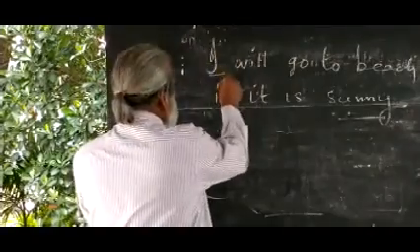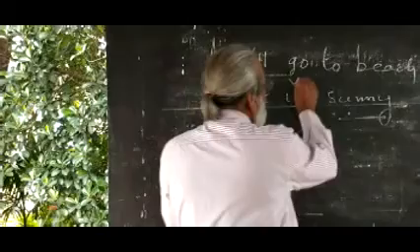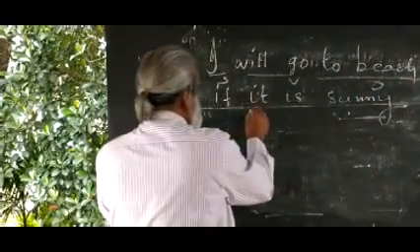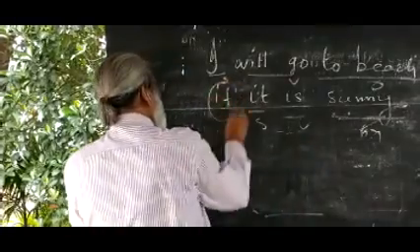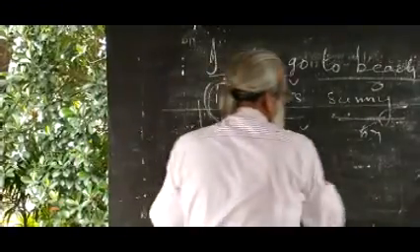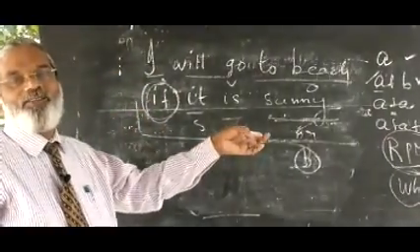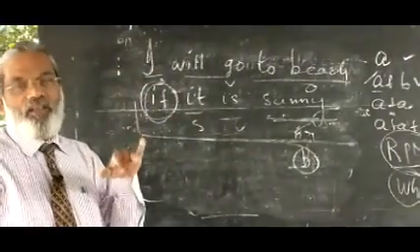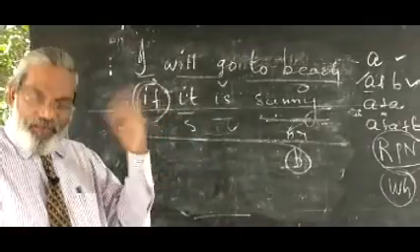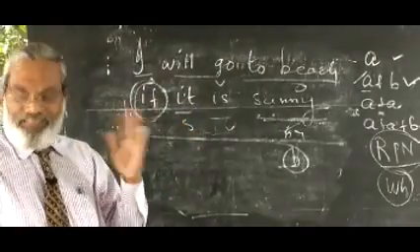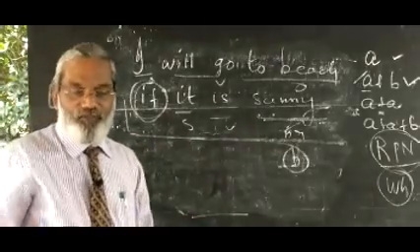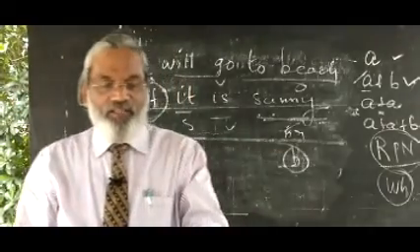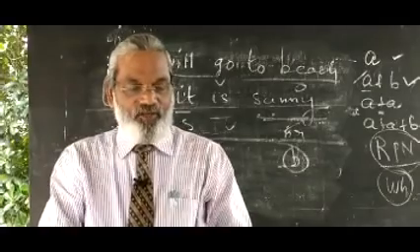So I, subject, will go, verb, to the beach, object. If, subject, verb, sunny, adjective or object, then if. From here to here we call it the B clause. The pattern of the sentence is A plus B is equal to complex, meaning main clause and subclause, independent clause plus dependent clause. This is called, all right, subordination and conjunction.